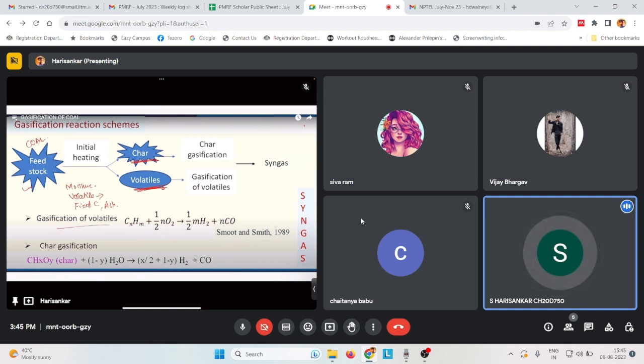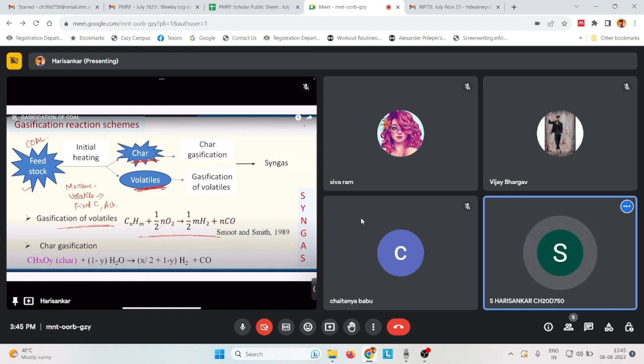For gasification of volatiles, this is the formula that we use: CnHm plus n/2 O2 gives m/2 H2 plus n CO. Here you can see we have n moles of C, but we are only using n/2 of O2, which means this gasification is basically a partial oxidation process. We are not supplying the entire amount of O2 that is required.